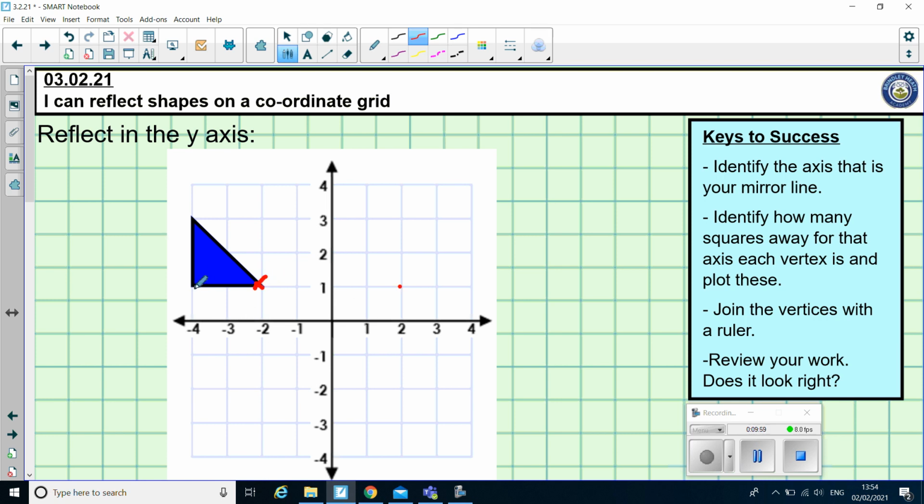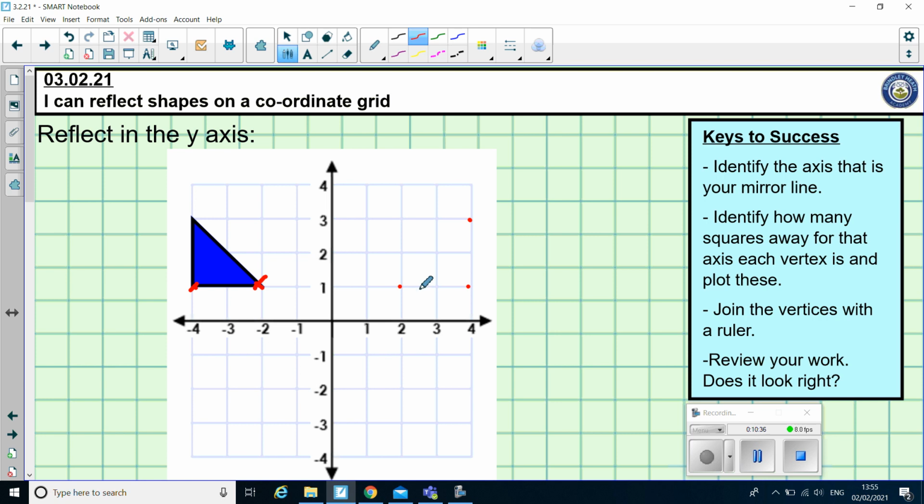Next, I'm going to take this vertex and this vertex is 1, 2, 3, 4 squares away from my y-axis. So it must end up 4 squares away. So 1, 2, 3, 4. Okay. Next, I'm going to take the only vertex that I've not dealt with yet, which is this one, and it is 1, 2, 3, 4 squares away. So in the reflection, it must also be 4 squares away. 1, 2, 3, 4.